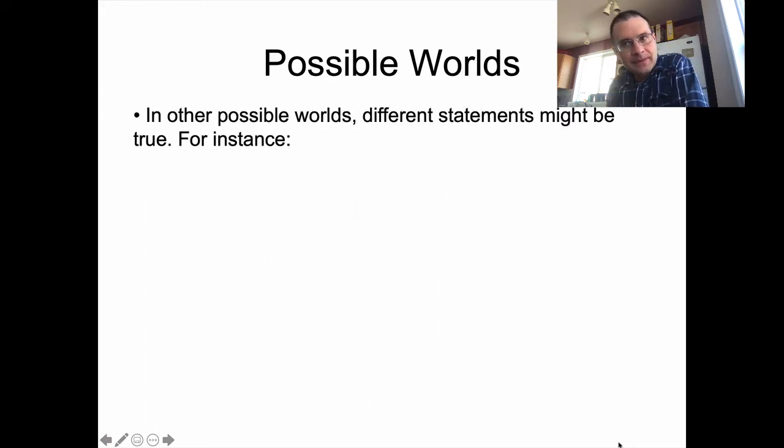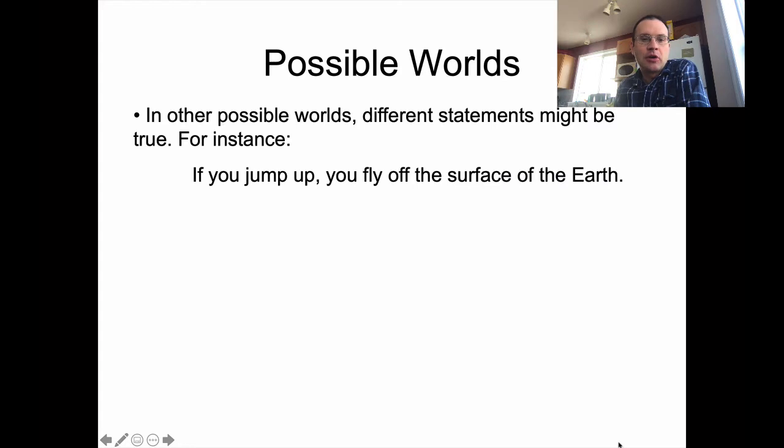But this doesn't have to be this way, right? So in other possible worlds, which are easy to imagine, different statements might be true. So for instance, I could say, if you jump up, you fly off the surface of the Earth. Maybe in some other world, that's the way it works. The sun has become a black hole. That would be an exciting world to live in.